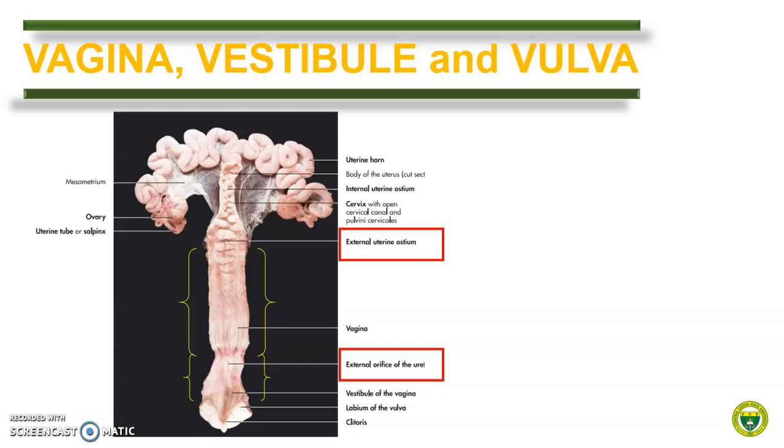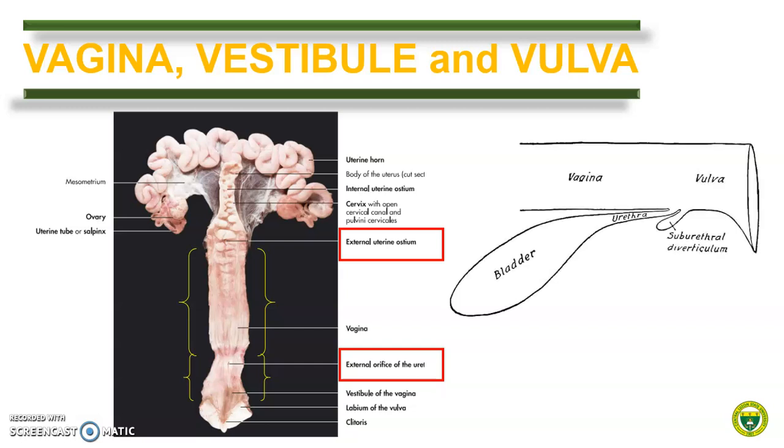On the other hand, the vestibule extends from the external urethral opening to the external vulva. Here is the extent of the vestibule. In cow and in sow, the urethra forms a ventral evagination called suburethral diverticulum. It opens together with the urethra into the vagina. This arrangement can complicate catheterization of the urinary bladder.